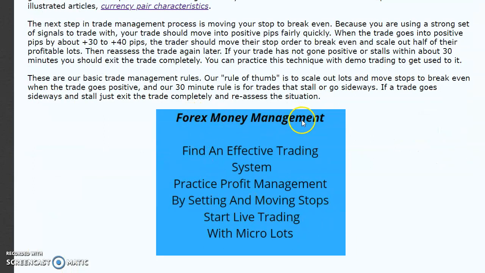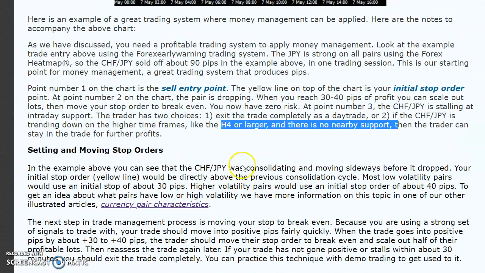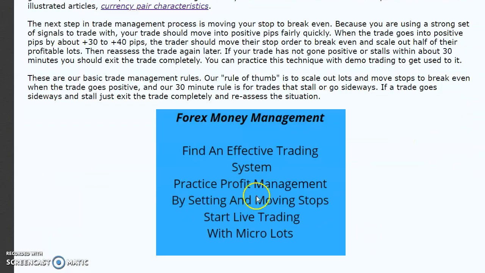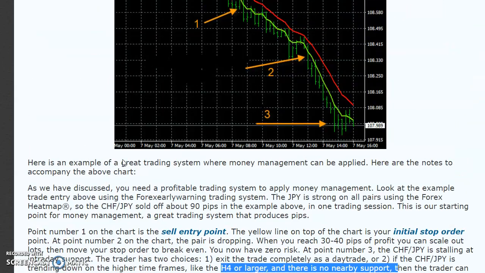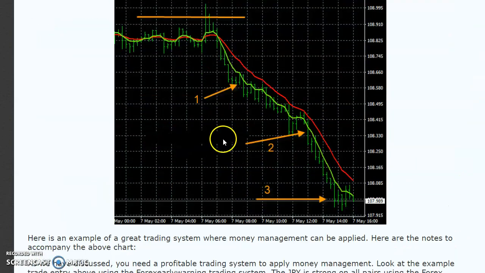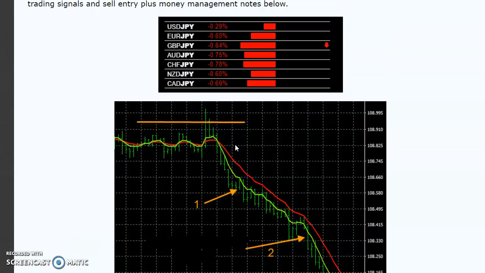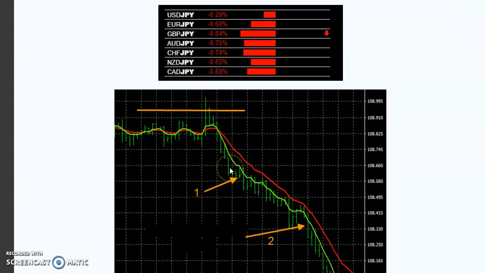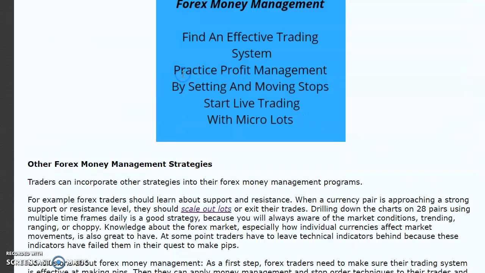So remember, money management, you must have an effective trading system. Then you can practice profit management. This is not really money management per se. This is actually profit management. That's because you have a good trading system. You set and you move your stops, scale out lots, and then you can start trading live with micro lots after you've done some demo trading. So remember, you got to have a great trading system or you can't apply any of this. If you're using the garbage technical indicators and everything out there, you'll never see anything like this happen. You got to get the right trading system to start practicing profit management.